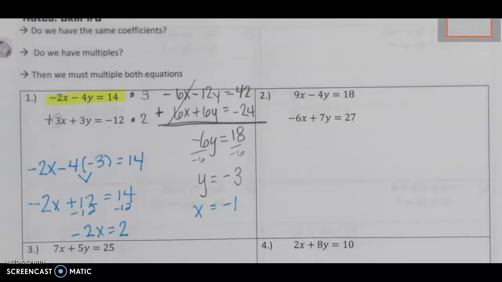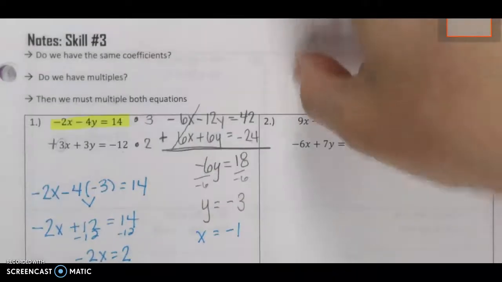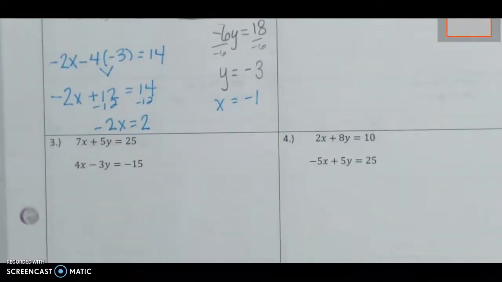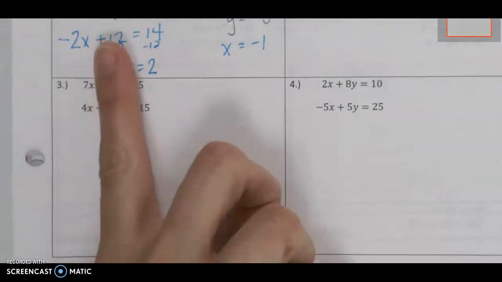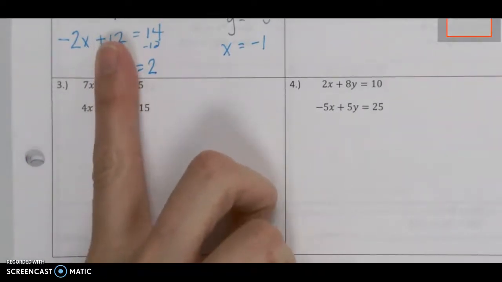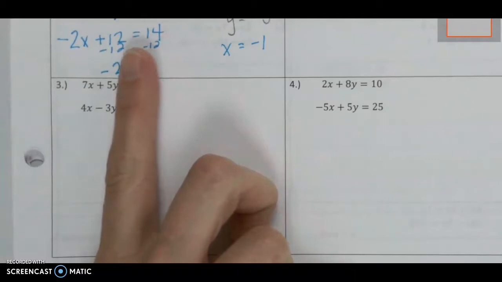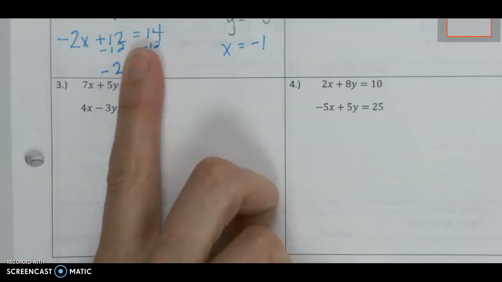Okay, let's practice that again. I'm going to jump down to number 3, and we're going to look at that one because of the fact that when you multiply, we might have to do something different. Kind of just depends, okay? Okay, so for number 3, I don't have the same number here, and I can't make 4 into 7. I don't have the same number here for my y's, and I can't make 3 into a 5. Okay, so I'm going to have to multiply both equations.